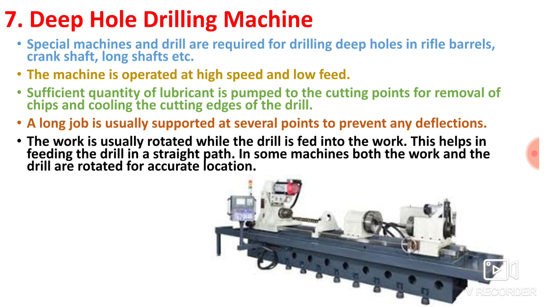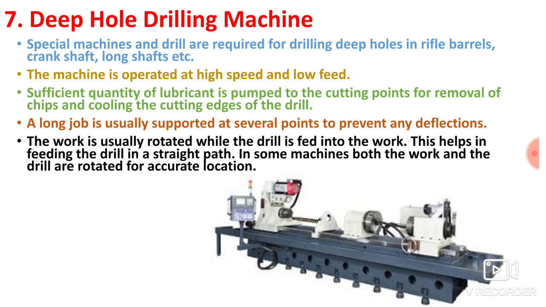A long job is usually supported at several points to prevent any deflection. So as you are drilling a deep hole, you have to support that shaft at multiple locations so that it does not get deflected. The work is usually rotated while the drill is fed into the work. So generally the workpiece rotates with the spindle, and the drill bit is stationary, it is not a rotating member, and you have to feed that drill bit inside the workpiece. This helps in feeding the drill bit in a straight path.